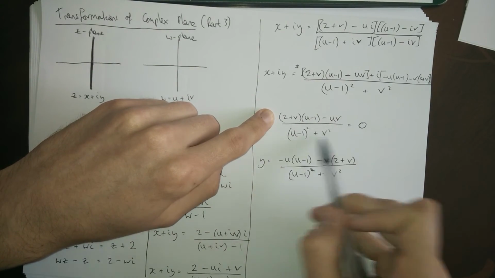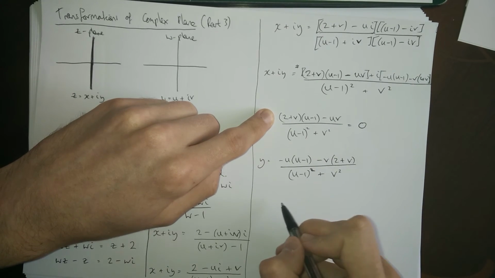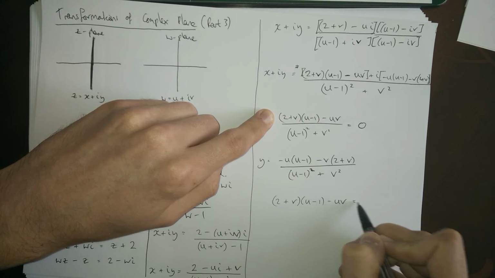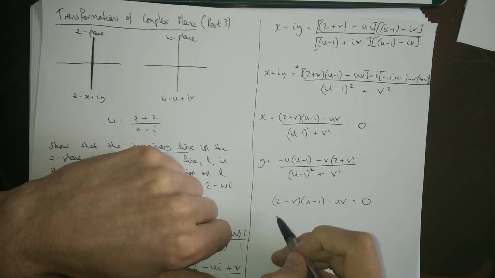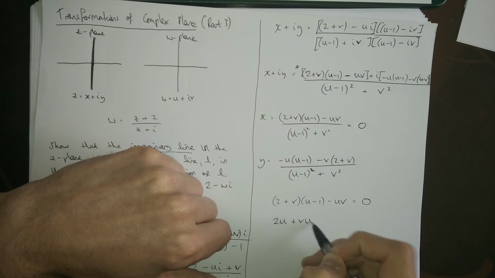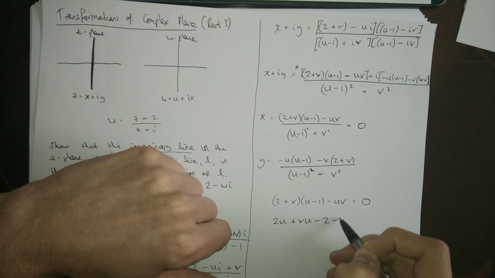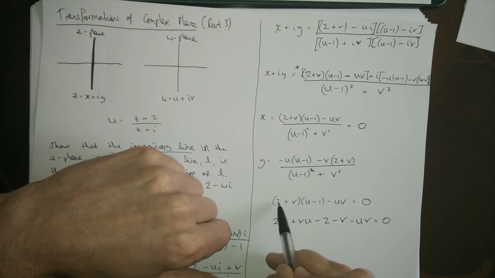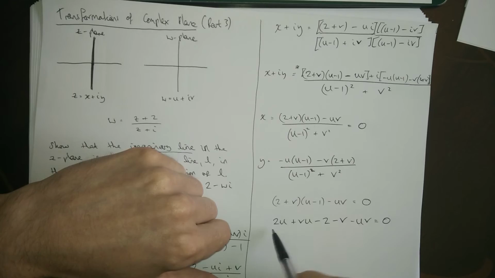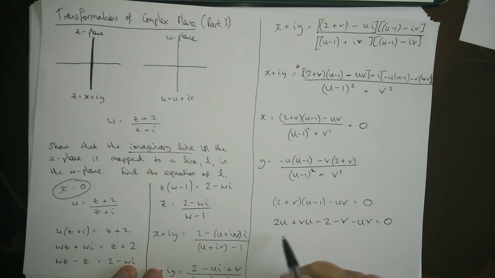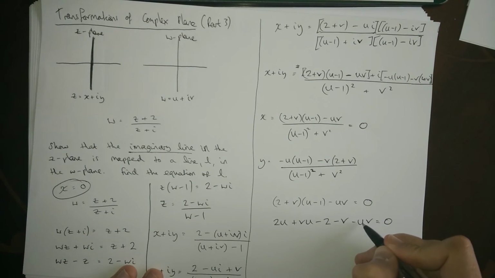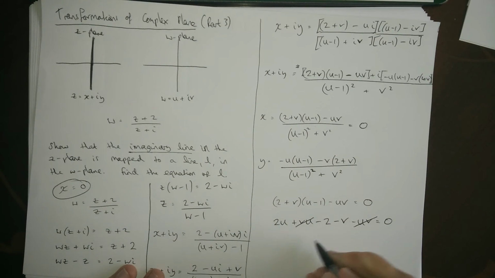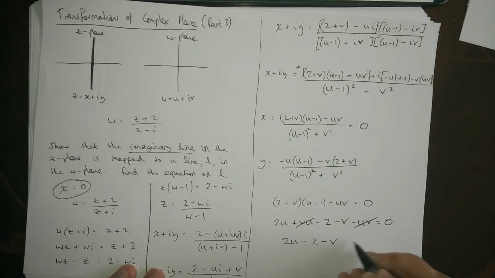As before, we times by the bottom, and times it by 0 makes the equation quite nice and easy, because 0 times anything is still 0. Expand this out. So we've got 2u plus vu minus 2 minus v, I think. Just double check that. 2 times u, v times u, 2 times minus 1, v times minus 1. Okay, so this minus uv and this vu, these cancel out, which is good. And now we're left with 2u minus 2 minus v equals 0.